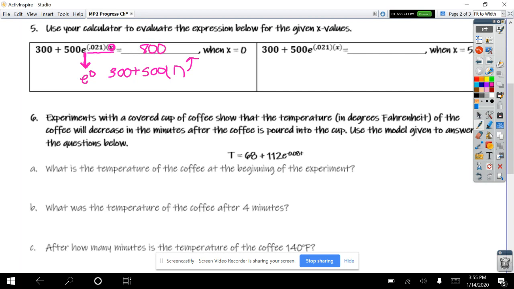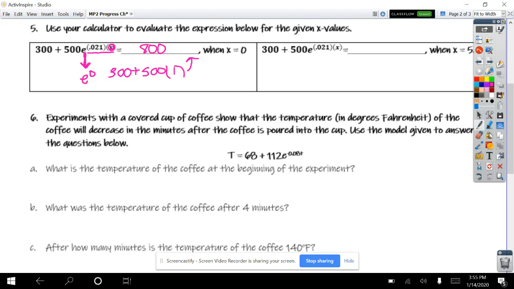So this one I did without a calculator, really. You can put it in a calculator if you're confused, but if you know that you have e to the 0 power, that's going to be 1. And then you're just left with 500 times 1, which is 500. And then you add 300 to that, you get 800.